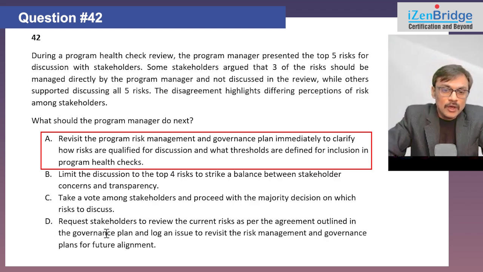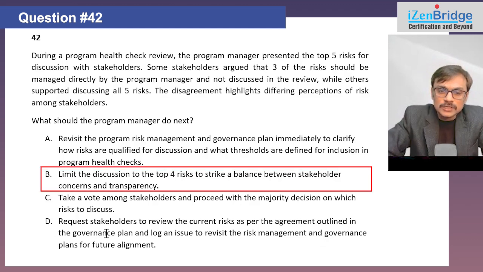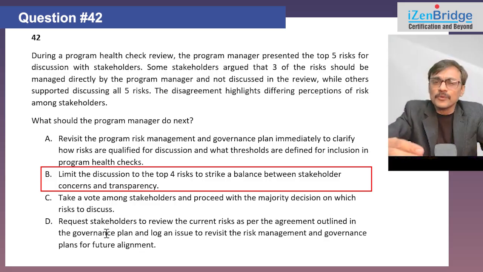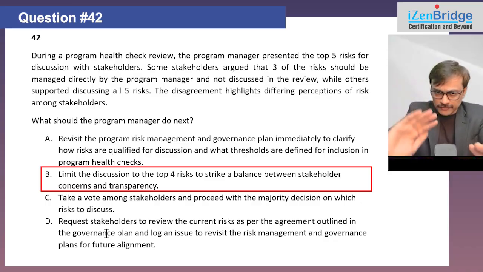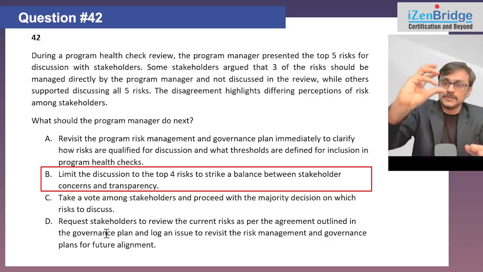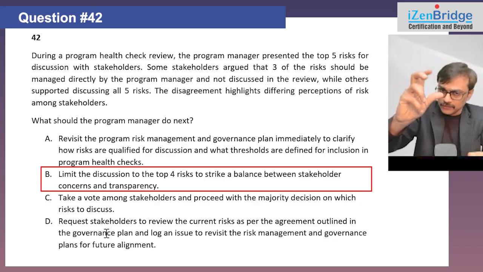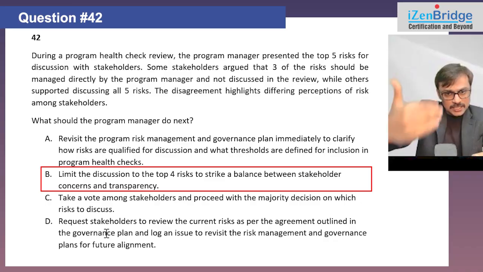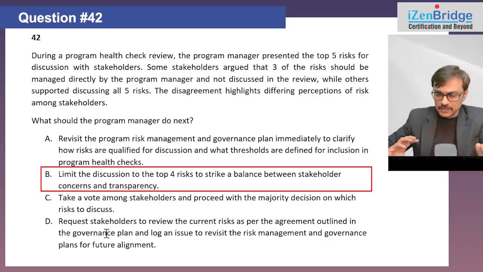Looks good. Option B, limit the discussion to the top 4 risks to strike a balance between stakeholder concern and transparency. So it's like a compromise of a conflict. Yes, we have a conflict here. You can think of this particular question from the dimension of conflict also. Some stakeholders are asking for all risks, some stakeholders are not asking for it. We need to do problem solving. We need to do collaboration.